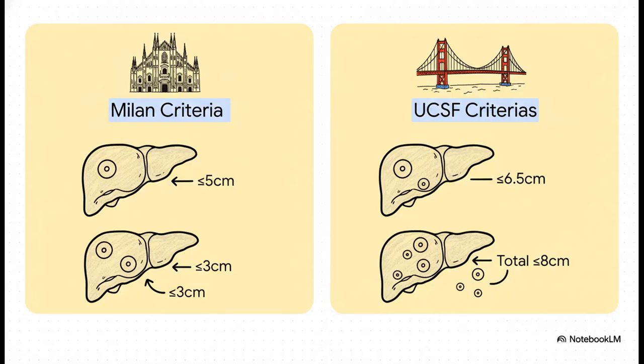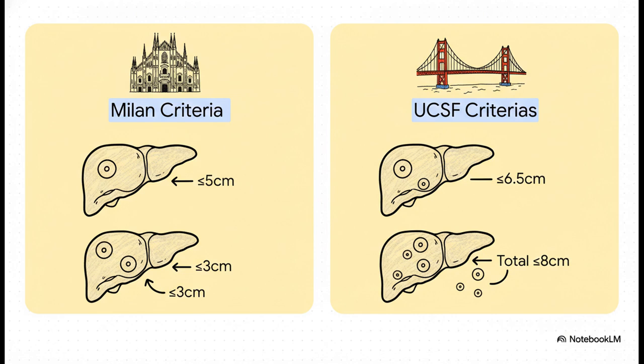For a Child-Pugh B patient, resection is off the table. The gold standard becomes a full liver transplantation. Now, not everyone is eligible. We use specific criteria, most famously the Milan criteria. That's a single tumor up to 5 centimeters or up to 3 tumors, none larger than 3 centimeters.